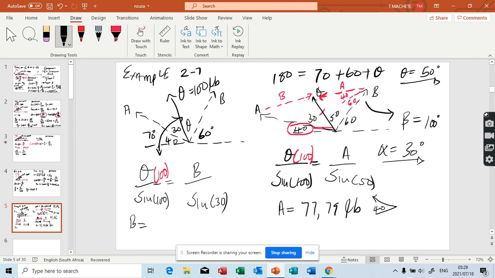Yeah, that's the answer that they got: 50.7 lb. Then you also need to show the angle of B. Remember, it's 60. The angle of B is 60 degrees. Do you understand it?